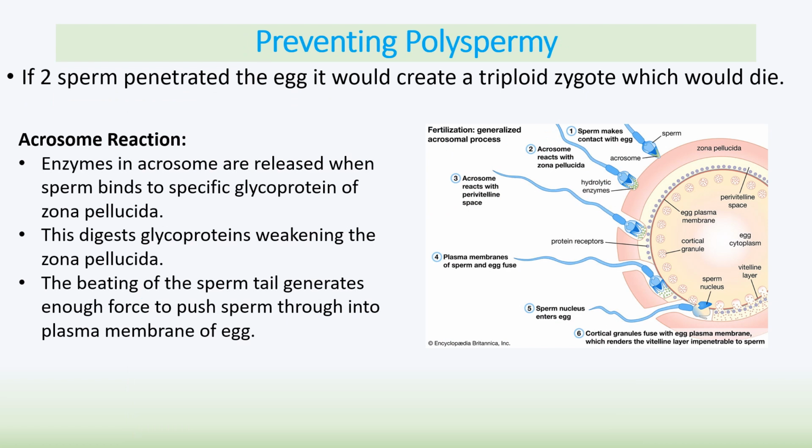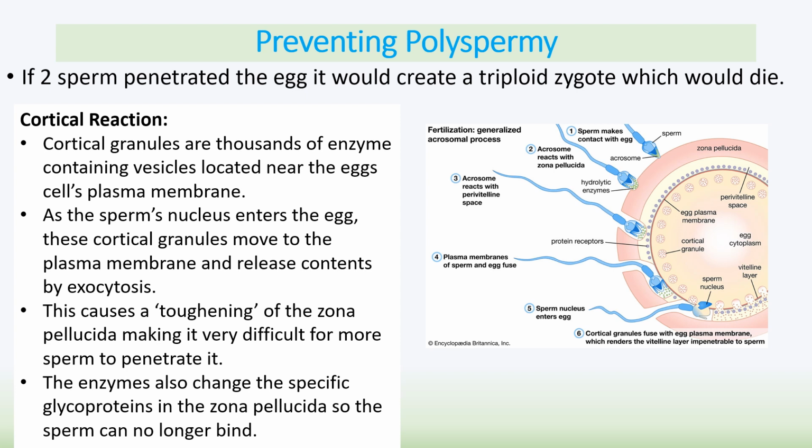So if 2 sperm enter the egg, we know it causes a triploid zygote, which would be aborted, it would die. So we need to just be aware that this acrosome reaction is really important. Enzymes in the acrosome are released when the sperm binds to the specific glycoprotein of the zona pellucida. This digests the glycoproteins, weakening the zona pellucida, and the beating of the sperm tail generates enough force to push the sperm into the plasma membrane of the egg. Then comes the cortical reaction, which is when we prevent future sperm entering.